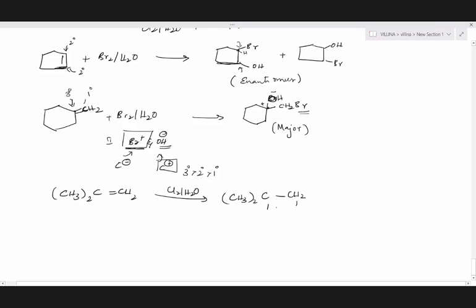So this is our tertiary carbon and this is our primary carbon. So to what carbon will the bromine attach, and to what carbon will the OH minus part attach?